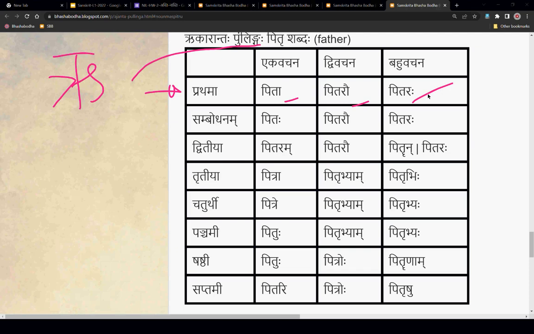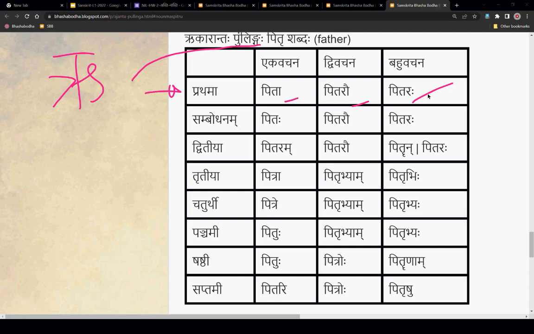So this ending can be the same for Mata also, right? Matru is the Dhatu word, right? Yes, Matru. It is obviously Strilingam, but the forms remain the same, except for one difference. But the Prathama Vibhakti, which we are studying, remains the same: Mata, Mataro, Mataraha.